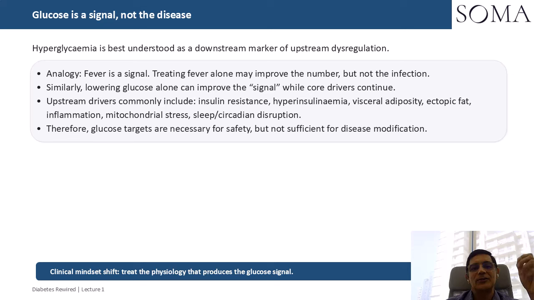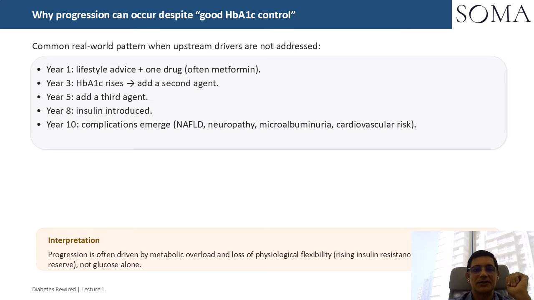Let us look at a very common clinical trajectory. A patient is diagnosed with type 2 diabetes. Initially, lifestyle advice is given and metformin is started. After a few years, HbA1c rises again, a second drug is added. A few years later, a third drug, then insulin. All the while, HbA1c may look acceptable on paper, yet complications begin to appear.